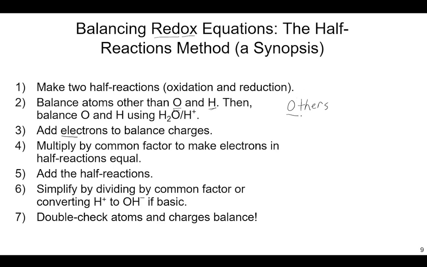So first start by balancing the others, and then balance the oxygen, and then balance the hydrogen, and then balance the electrons. So just writing out OTHERS sort of helps me remember: balance the others first, and then OTHERS has O first, and then H, and then E. Okay, so that is the order that we are balancing the elements and then the electrons in this half reaction.